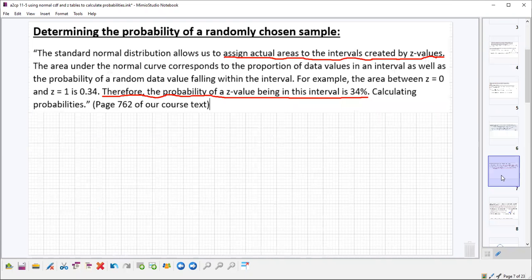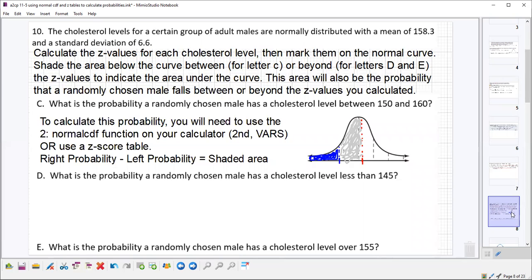So just a real quick note again about determining the probability of a randomly chosen sample. This is from the book, and it does a pretty good job of bridging that gap between z-values and probabilities. So we can actually use the area underneath the curve to make a prediction. We use that area as a probability that a randomly chosen sample happens. So it's a neat thing with statistics. It allows us to make inferences and predictions.